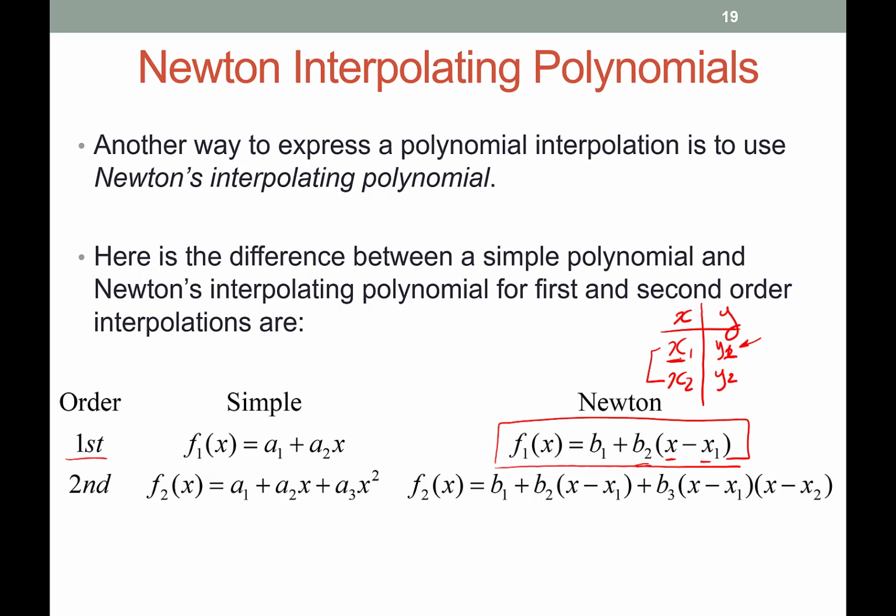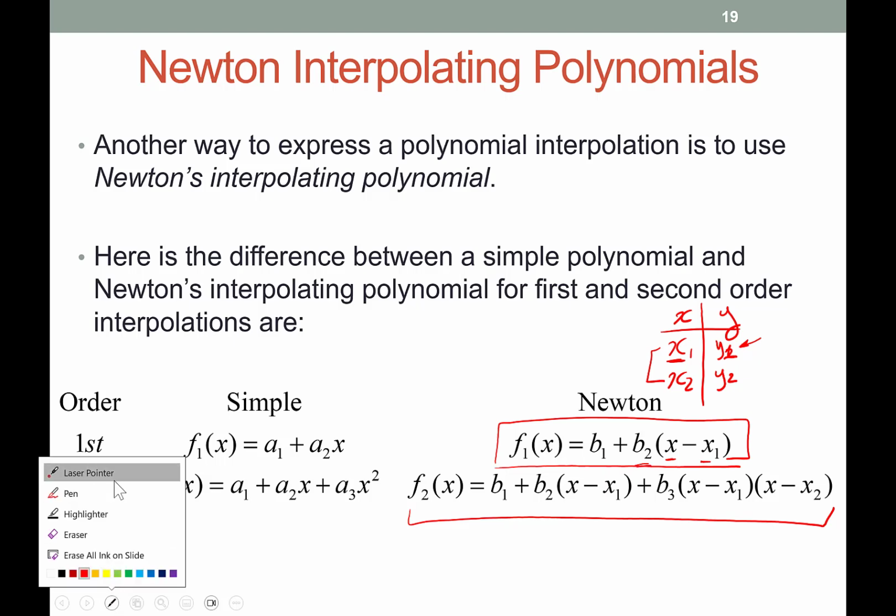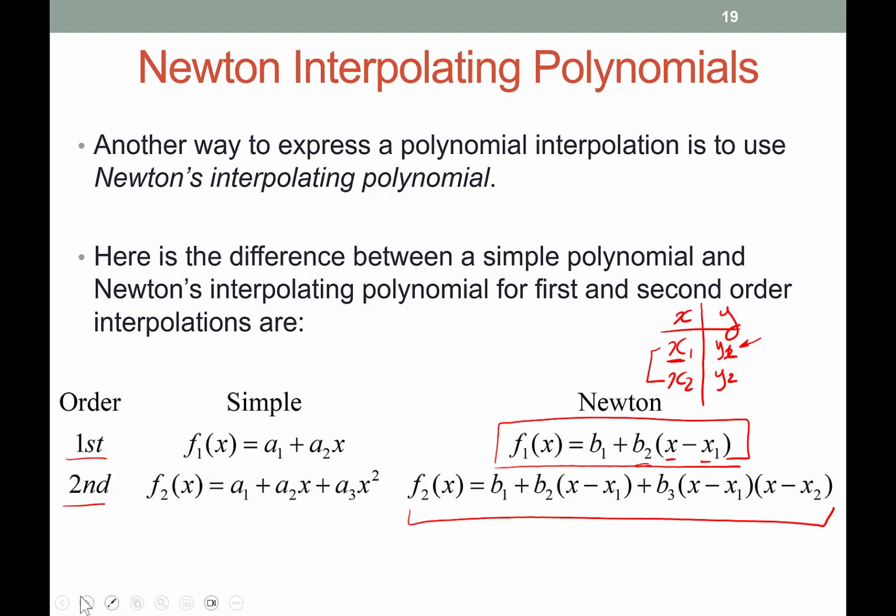If we had 3 points, then we would develop a second order polynomial. In this case, it gets a bit longer, where we have this pattern where we keep adding these multiples. Here we had x minus x1, and then here we had x minus x1 times x minus x2, and so on. So we're going to look at how to derive these equations, which is basically using the Newton interpolation method.